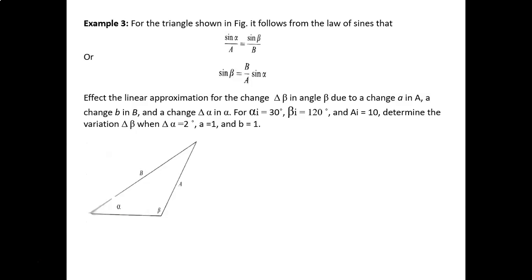For alpha I is equal to 30 degrees, beta I is equal to 120 degrees, and A I is equal to 10. Therefore determine the variation of delta beta when delta alpha is equal to 2 degrees, small a is equal to 1 and small b is equal to 1. Therefore we will find out the solution.